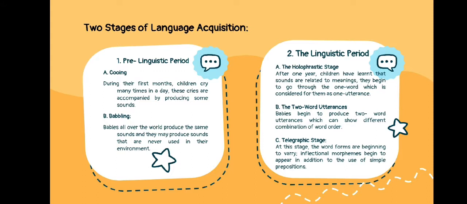A. The Holophrastic Stage. After 1 year, children have learned that sounds are related to meanings. They begin to go through the one word which is considered for them as one utterance. B. The two-word utterances. Babies begin to produce two-word utterances which can show the different combination of word order. C. Telegraphic stage. At this stage, the word forms are beginning to vary. Inflection and morphemes begin to appear in addition to the use of simple prepositions.